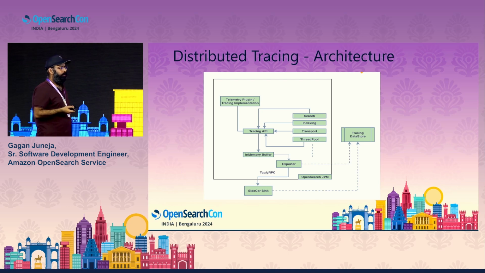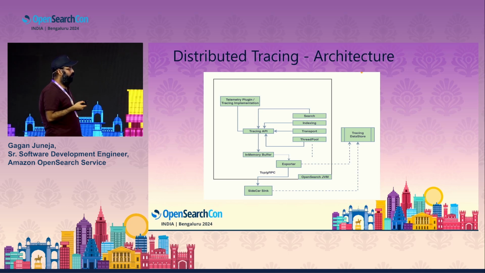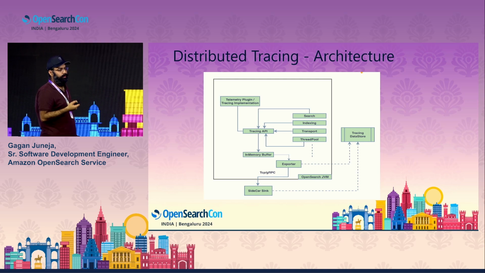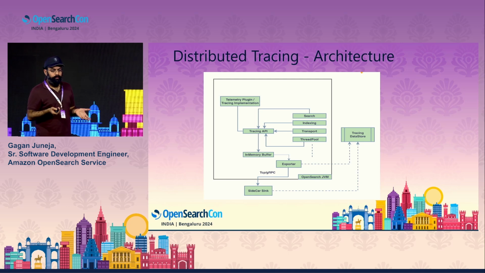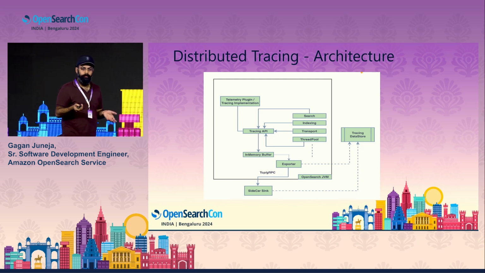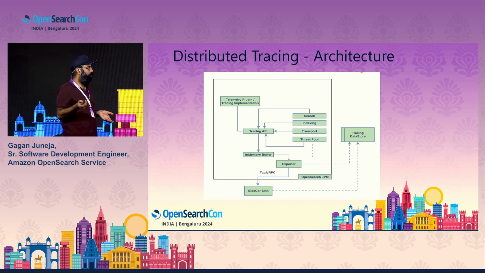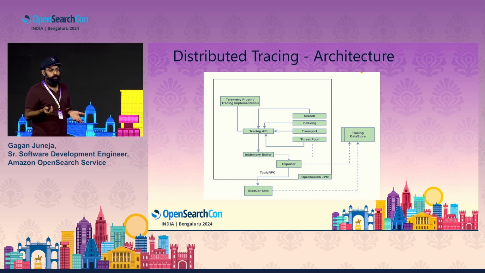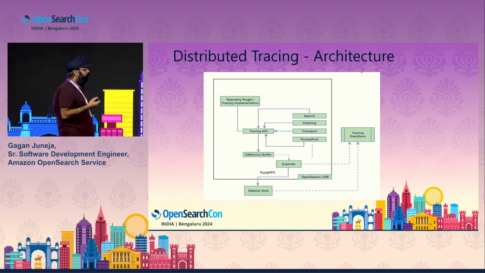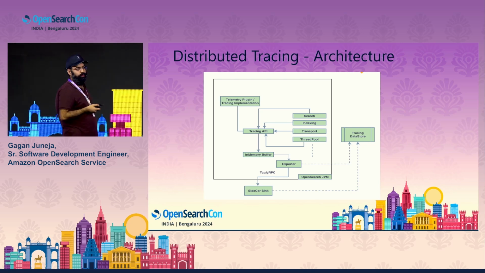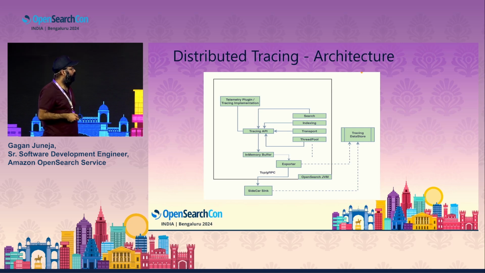Then these created instrumentations or traces go through an in-memory buffer, and there is an exporter which exports them. There are two options. One is you can have your OpenTelemetry collector running locally, and that will help you export these traces out to some external store. Or you can write directly from the exporter to the external store, but that is not recommended since it may put some pressure on your OpenSearch node.